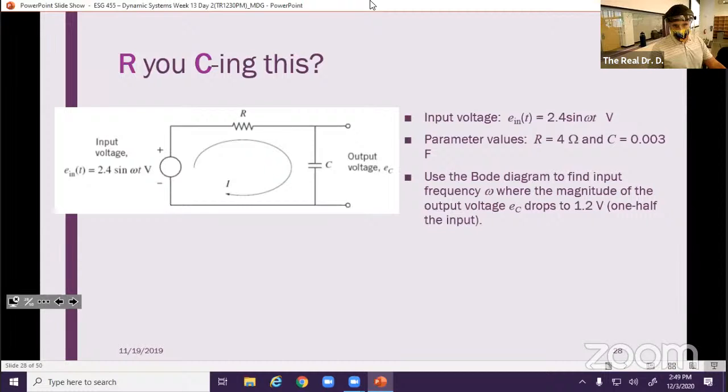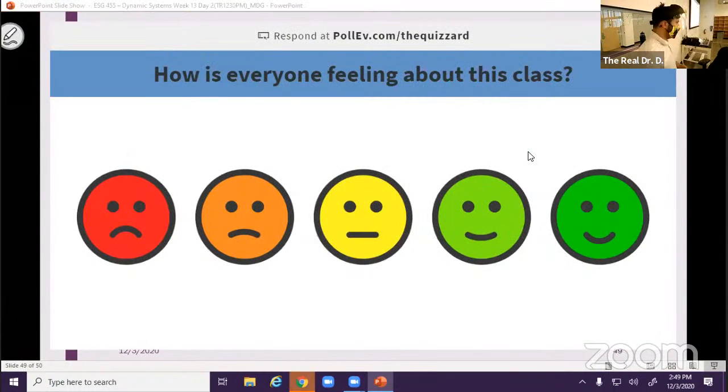Next class, we'll get into second order Bode system, Bode plots, bandwidth, a bunch of other cool stuff. We'll watch some videos, right? We'll do the things. But for now, this is done.